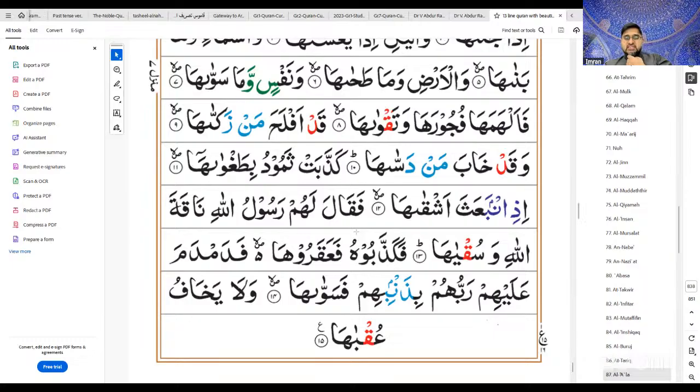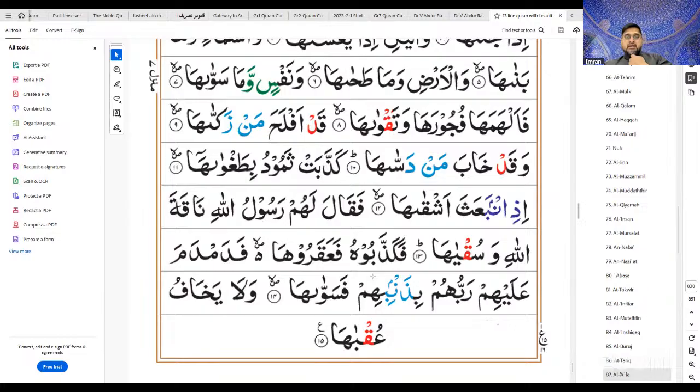Kadhaba, the present tense will be what? Yukadhibu, he is denying. But of course, when you're making the command for the second person, it's made from tukadhibu. Tukadhibu, you are denying or you are ascribing a lie. So when you're making the amr, you have lied.